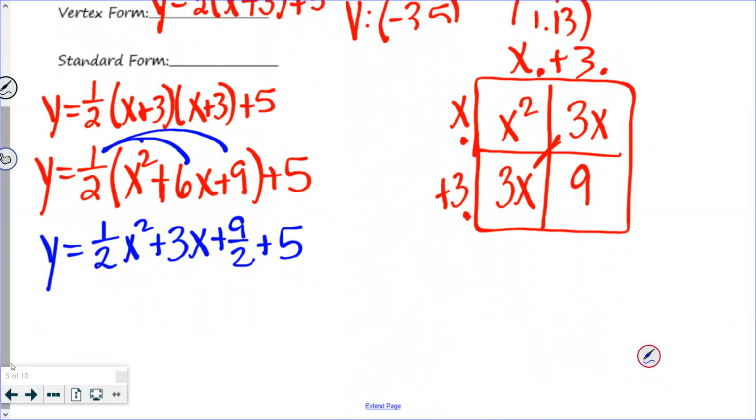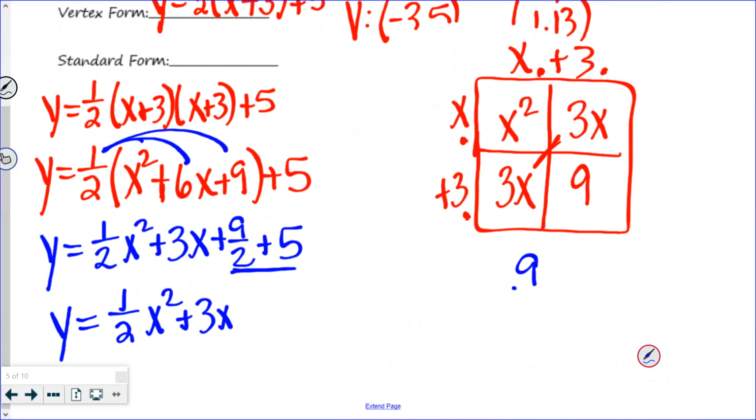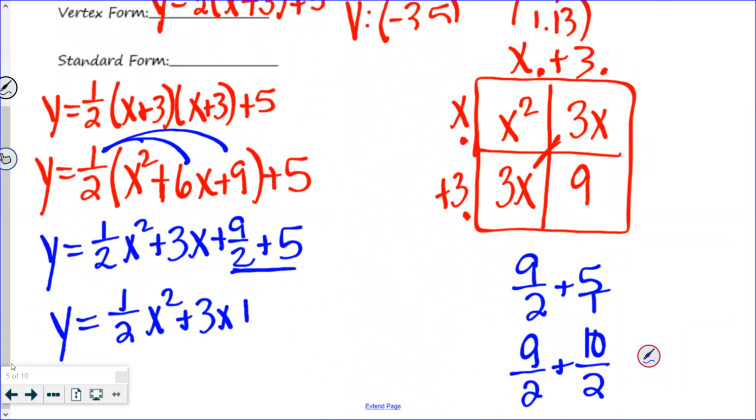Last step we have to do, though, is to add our like terms. So y is equal to 1/2 x squared plus 3x, and then 9/2 plus 5. For that 5, remember, you're going to come up with a common denominator, which in this case is going to be 2. So to get from 1 to 2, I multiply by 2, so I'm going to multiply my numerator by 2. So 5 times 2 would be 10. So 10 plus 9 would be 19.